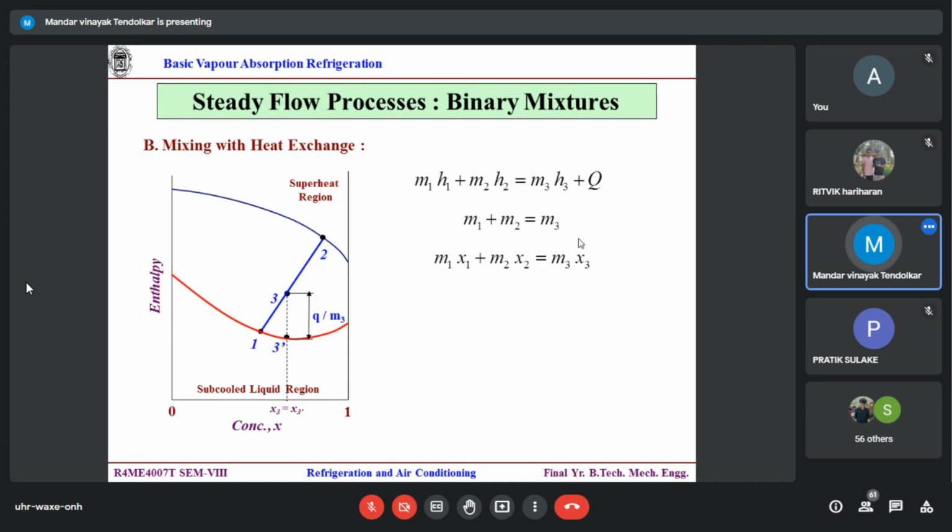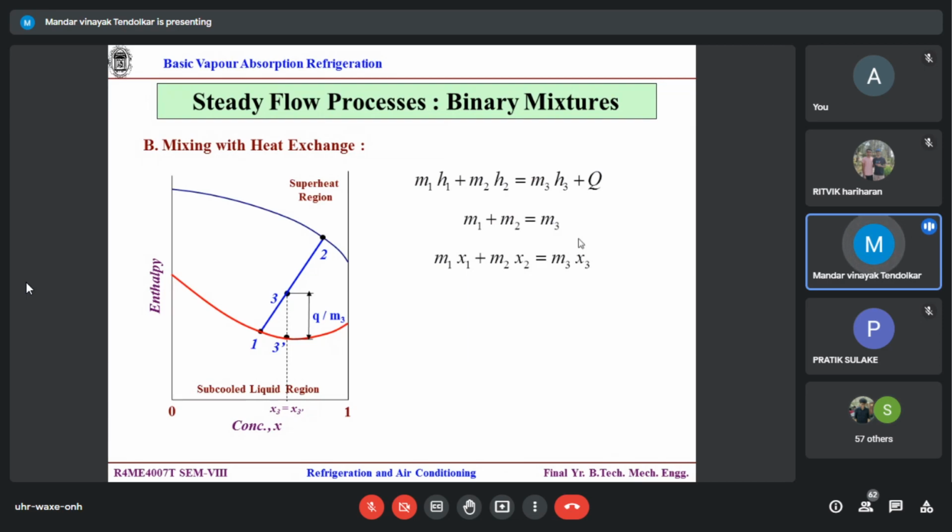It's only the heat transfer. Heat transfer is vertical because your y-axis is enthalpy. Heat transfer is basically enthalpy transfer. So that is vertical. Concentration change does not take place. Correct? That is not applicable. So whether 3 is a two phase, or 3 is a saturated liquid, or 3 is a saturated vapor, concentration is the same, vertical.